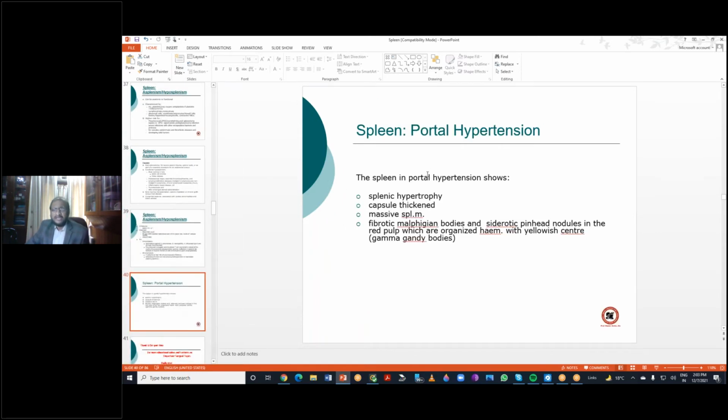Just one last slide. And how do you find the spleen in portal hypertension? The spleen in portal hypertension shows, number one, hypertrophy. We all know that. The capsule is thickened. We know that. Massive splenomegaly. We know that. Apart from that, what else we find is fibrotic Malpighian bodies, siderotic pinhead nodules in the red pulp, which are organized hemorrhages with a yellowish center, also known as Gamna-Gandy bodies. So that's the typical spleen for portal hypertension.